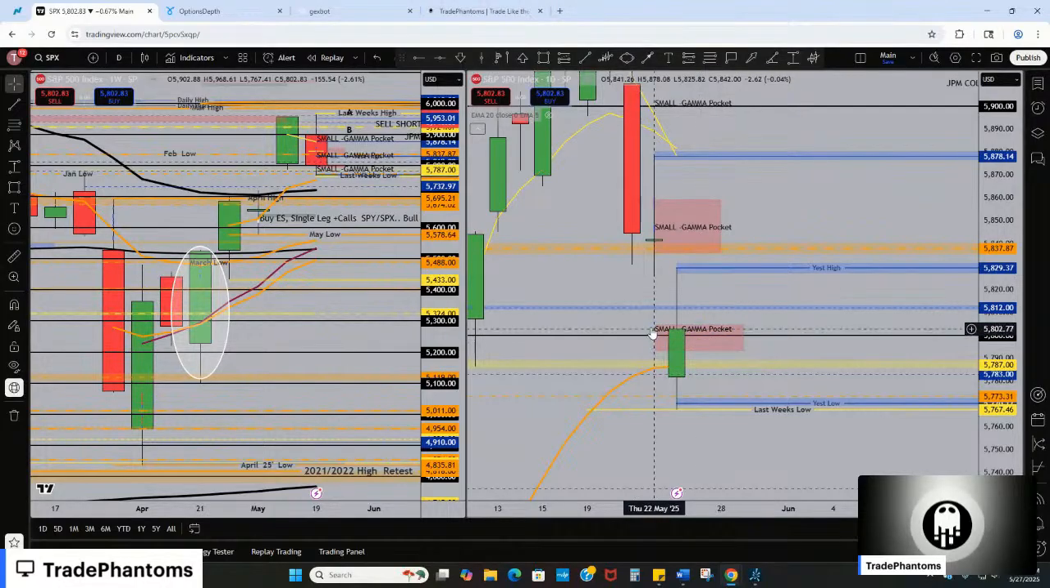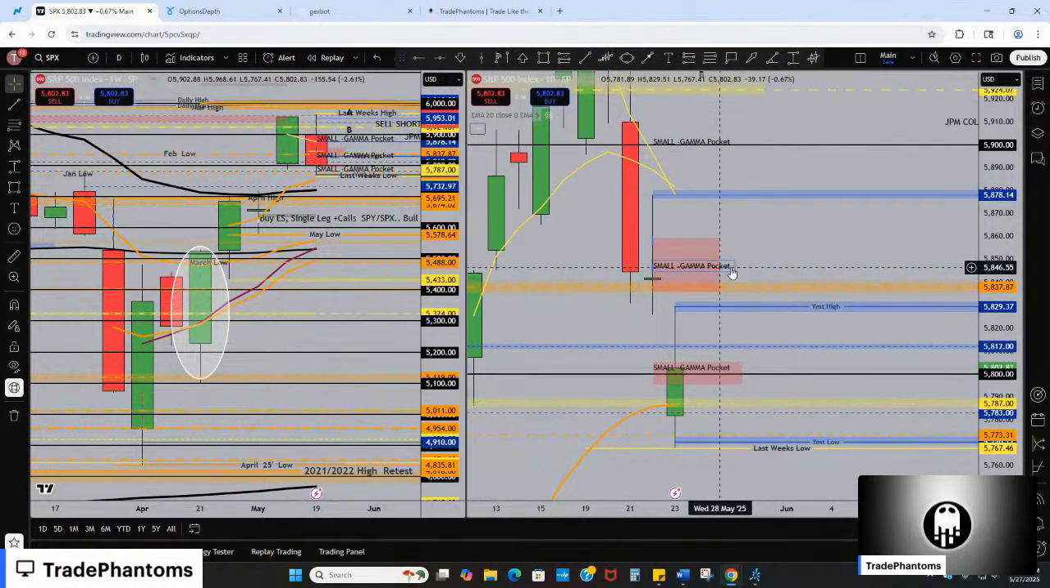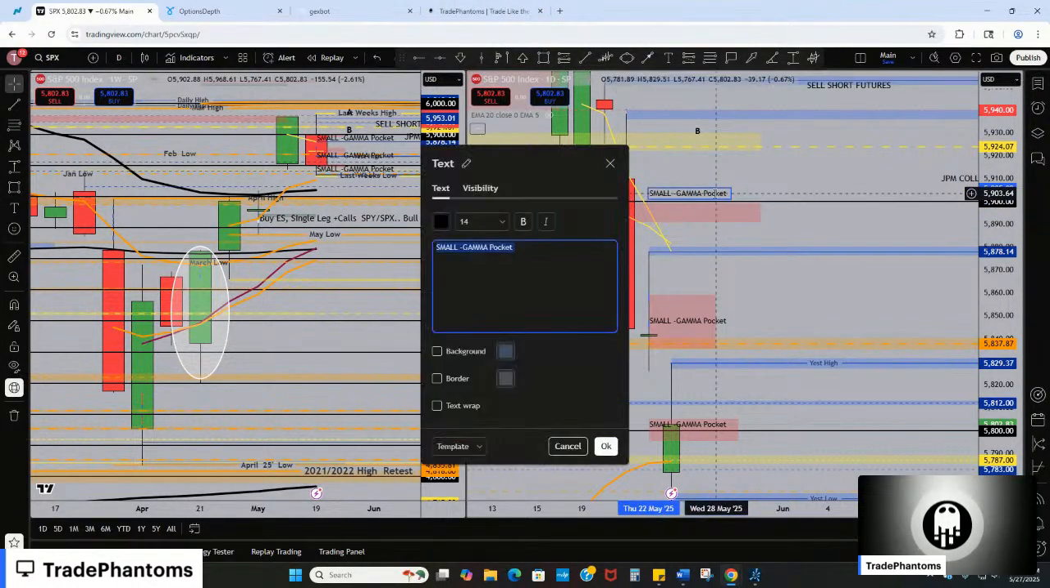Now you've got to know how options work, how option Greeks work, and how market makers need to hedge. So it's a whole thing that takes hours of understanding. We have lessons and things like that on this. This is a small positive gamma node here.